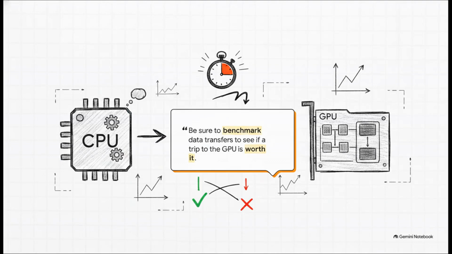The source material leaves us with a very strict rule, and it's one you really need to internalize. Always measure your data transfer times to ensure your optimization is actually helping. It is such a common trap to assume that simply pushing a function over to the GPU will automatically make it faster. But if the data transfer time across that host-to-device bridge takes longer than the math would have taken on a standard CPU, you've actually degraded your overall performance. Benchmarking isn't optional. It's absolutely non-negotiable.